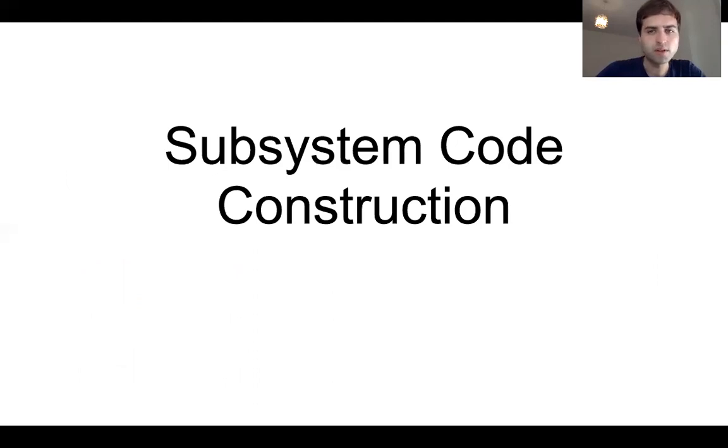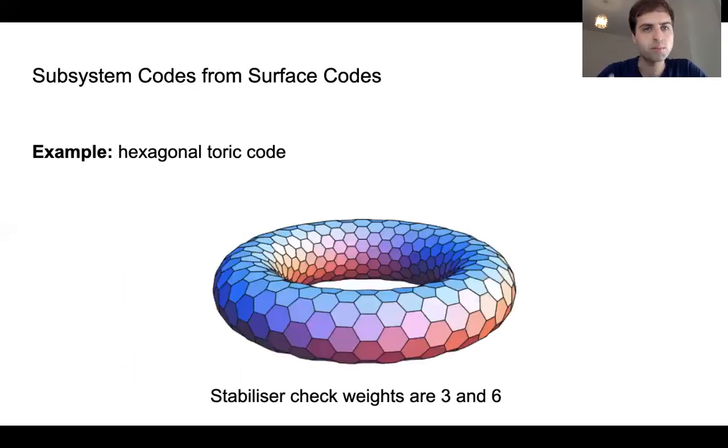So I'll now introduce our subsystem code construction. And before introducing our new construction, I'll explain it in the context of a code that's already in the literature, which is a subsystem surface code. So we'll start with the standard hexagonal toric code, so not a subsystem code. And this is just defined from a hexagonal tessellation of the torus.